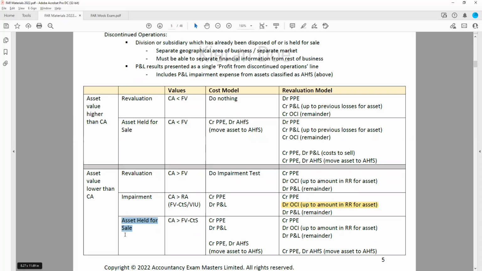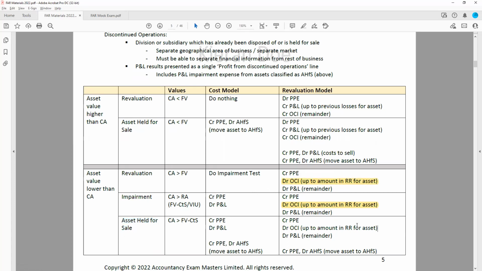But if you've got an amount in the revaluation reserve, and the reason you'd have that is because the asset's previously been revalued upwards through OCI, then that can go, the impairment, the downwards revaluation, essentially the same thing really, is recorded through OCI, and only the remainder goes through the P&L. But you can see now that's the same with all of them.